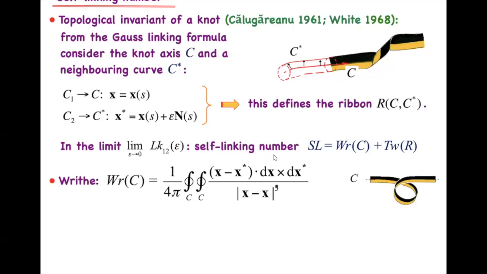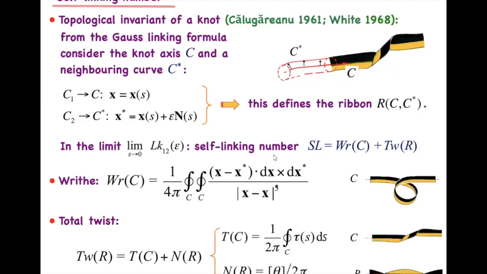It just gives you information about the coils, the amount of coils of this ribbon. Notice that the formula is identical to the linking number, except that the domain of integration is one line, C, the axis of the tube. Total twist involves a ribbon. It can be split further in two contributions, again of global geometric character: total torsion of the axis, and the contribution from the ribbon. So if you keep your ribbon tense, then you have a twist visualized by this.